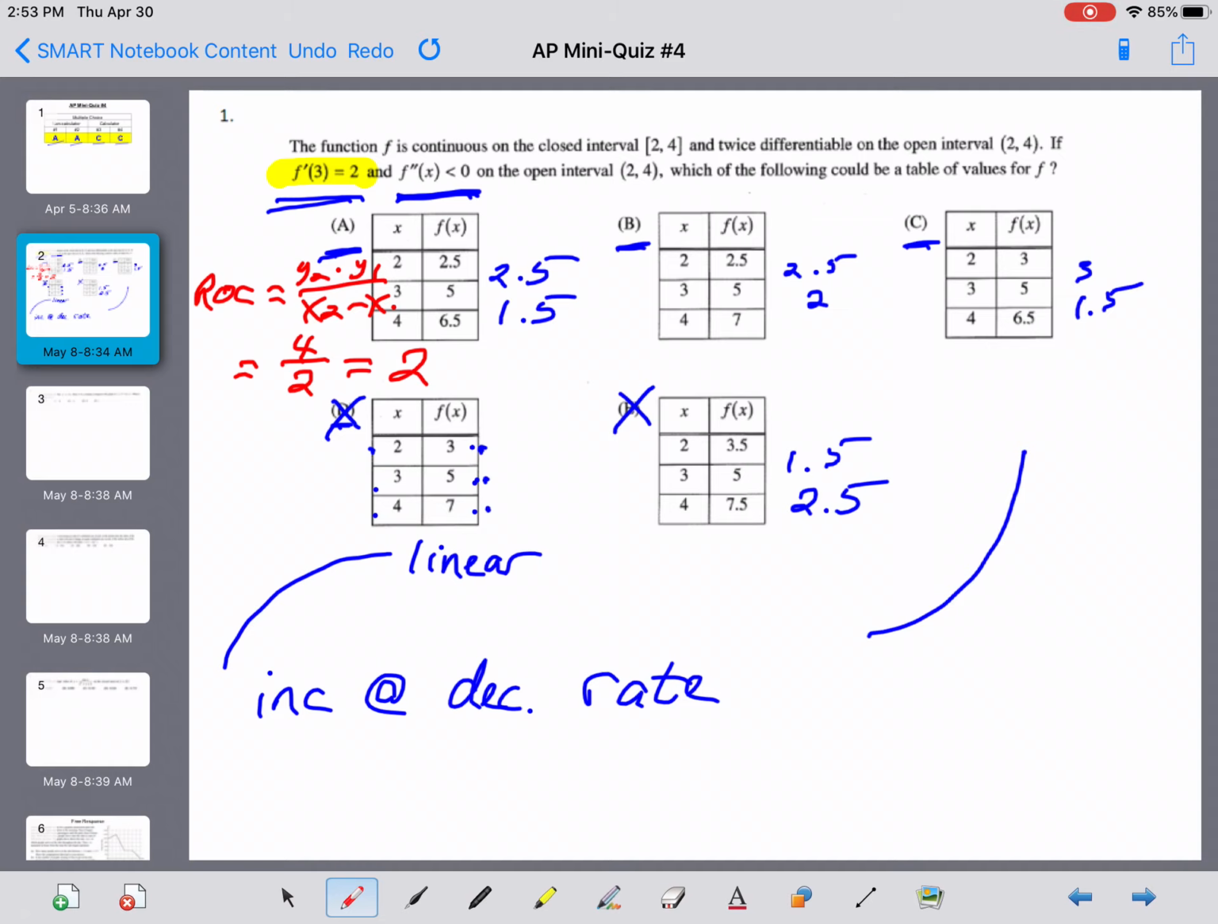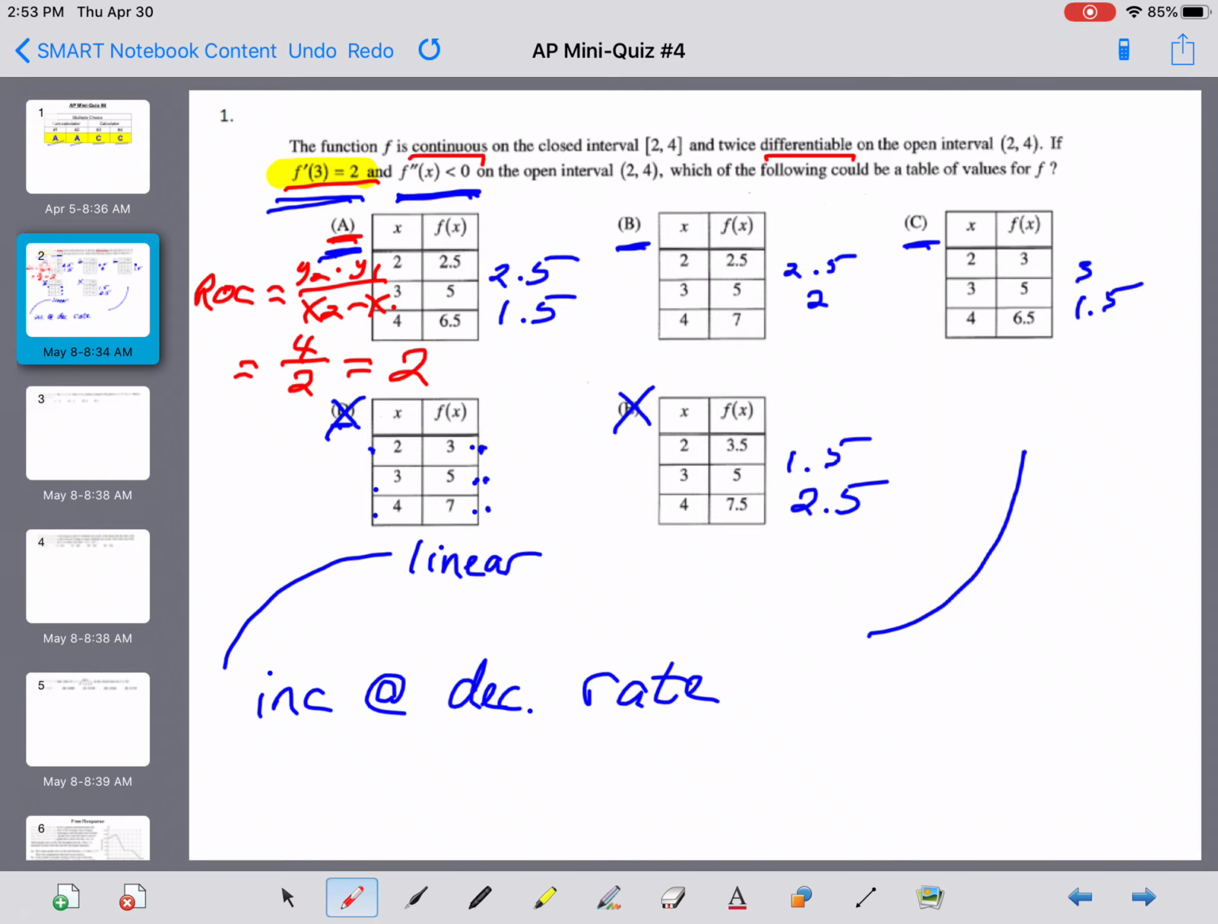That guarantees now, because this function is continuous and differentiable on the interval from 2 to 4, that the value of the derivative of this function must equal 2 at least once, somewhere in the interval from 2 to 4. So that is definitely something that's interesting, and that might be correct.